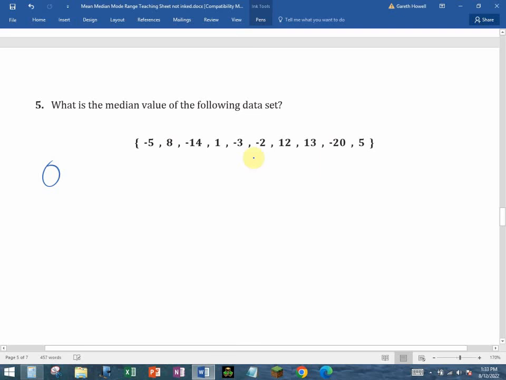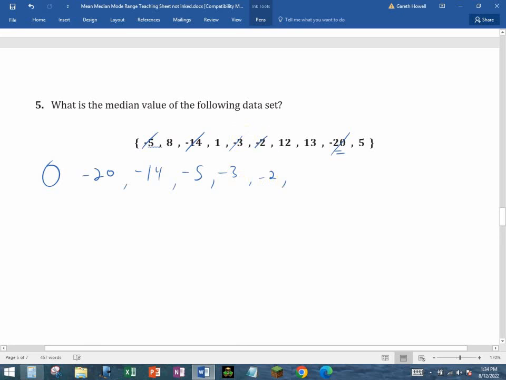So the smallest value in this data set is actually negative 20. That's the smallest number. So negative 20, that one's gone. The next smallest value is negative 14. The next smallest value, we still have some negatives left, so negative 5. Then we go up to negative 3. I know it seems weird. Then we go up to negative 2.